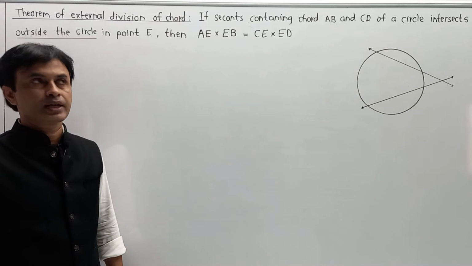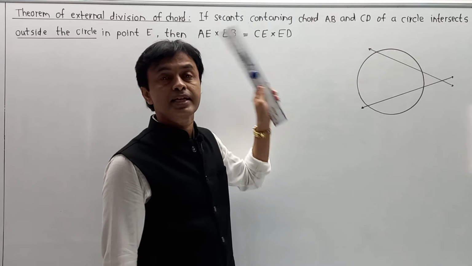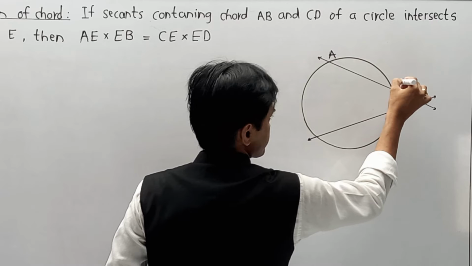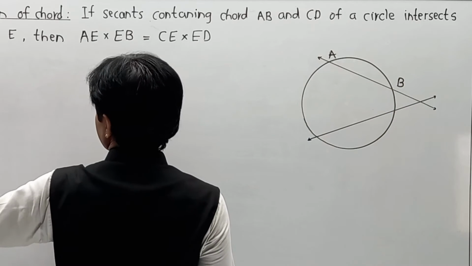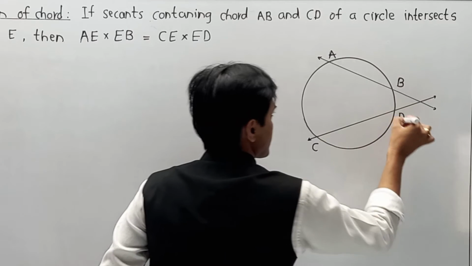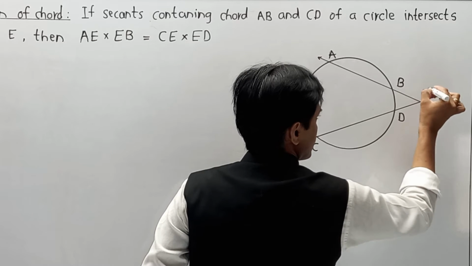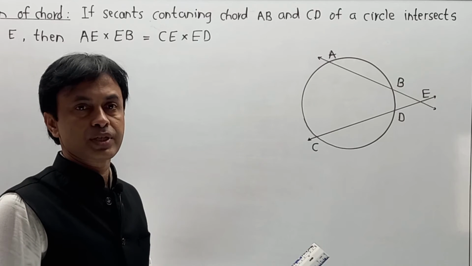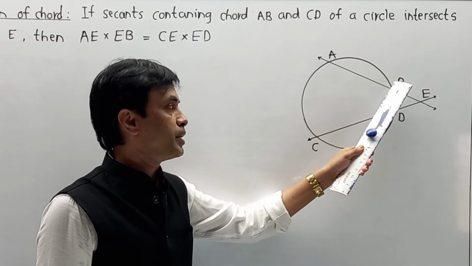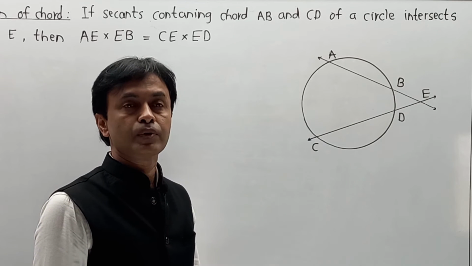Now what exactly have they given in the diagram? If secants containing chords AB and CD of a circle intersect outside the circle, means they have given first the part of AB over here. Next, they have given the second secant CD over here. First secant AB and CD intersect each other outside the circle in point E, and in this way your diagram structure is ready. Then prove that AE into EB is equal to CE into ED. That part we have to prove.